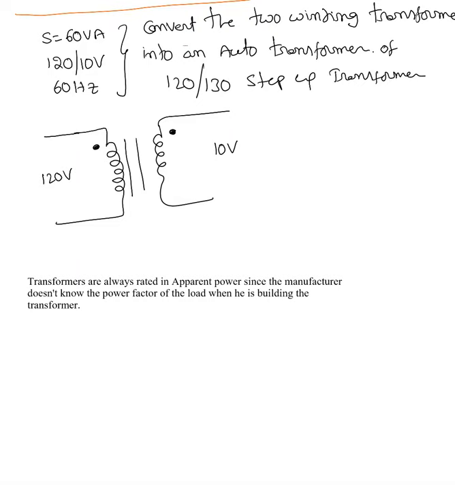Here is an example. In this example, he's asking us to convert an ordinary two-winding transformer into an autotransformer. So the rating of the transformer is given, which is 60 volt-ampere, and it is 120 by 10 volt, 60 hertz.